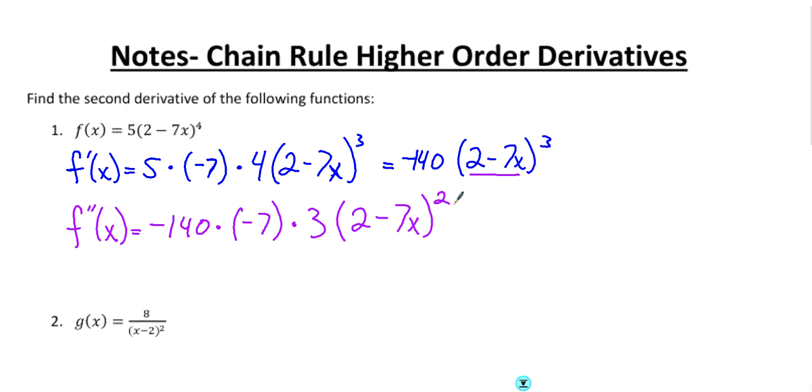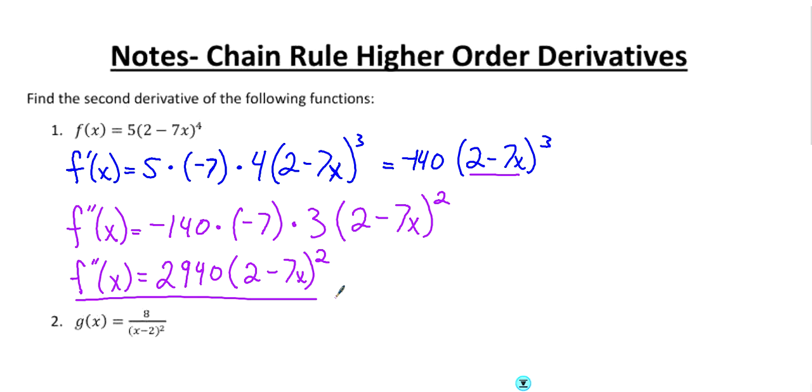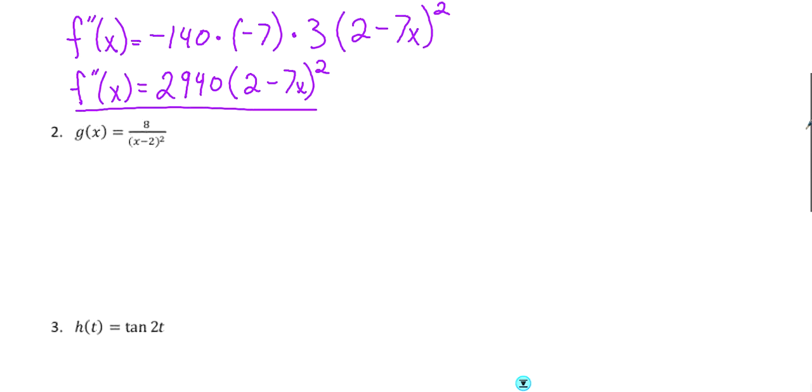And then we're going to simplify our second derivative, and when we multiply the negative 140, negative 7, and negative 3, we get positive 2,940 times 2 minus 7x squared. And this is the second derivative. So basically, we're just taking the derivative of the derivative. Okay? But we've got to do chain rule twice here. Okay? Now let's look at the second one.